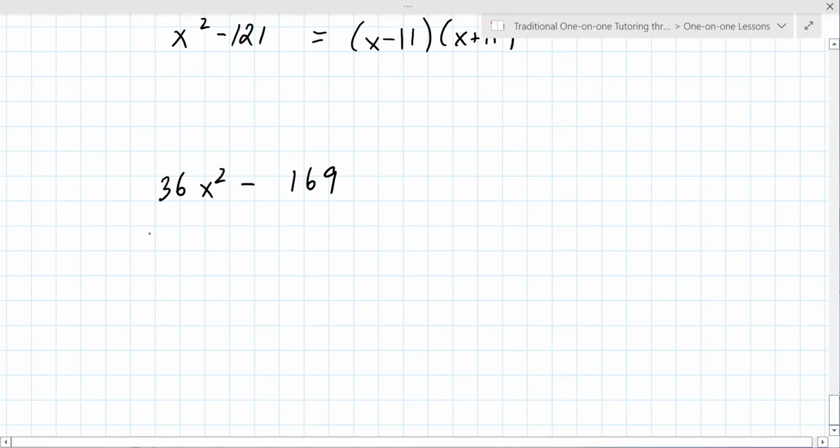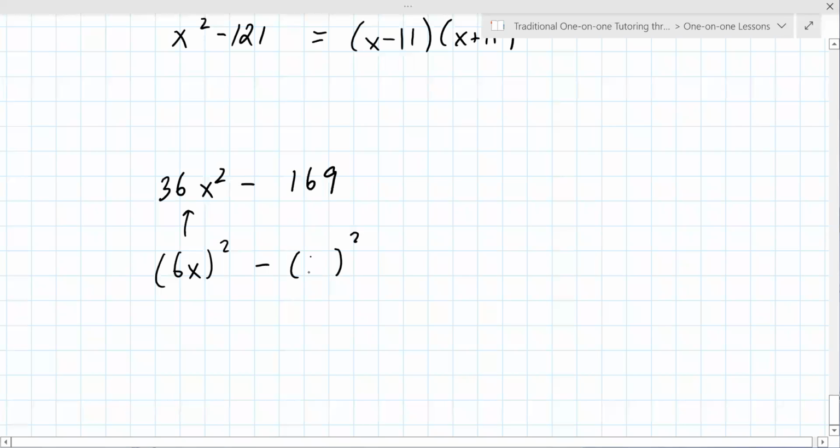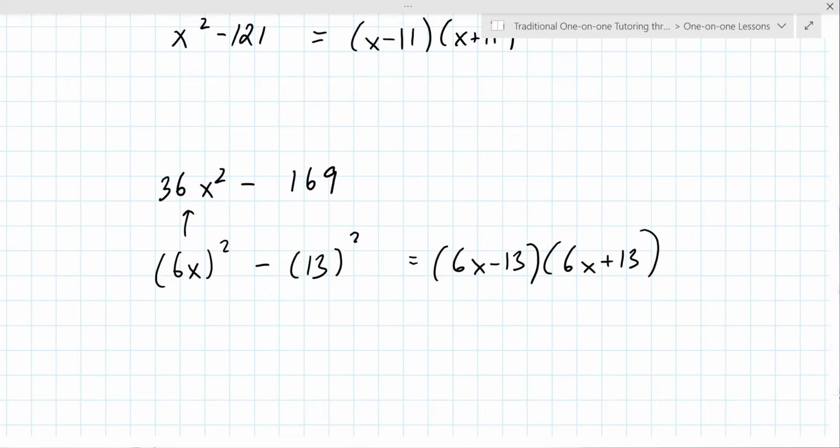So you have to recognize that there's really something squared to get back to 36x squared and something squared to get back to 169. Can you tell me either of those, please? 6 and 13. 6 gets you back to the 36, but what about the x squared? 6x. Okay. And then 13, so you would write 6x minus 13, 6x plus 13. Right.